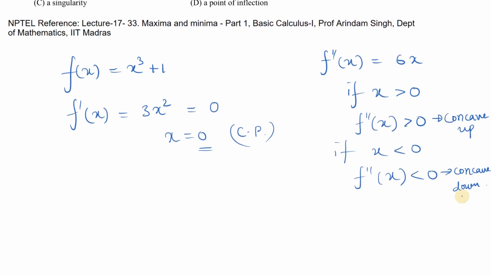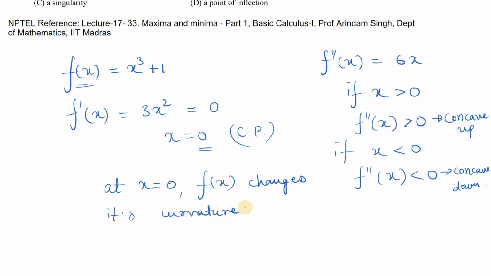Alright, that means here we can see that at x is equal to 0, the curve or the graph of this function f of x changes its curvature. Therefore, at x is equal to 0, the function f of x has a point of inflection.